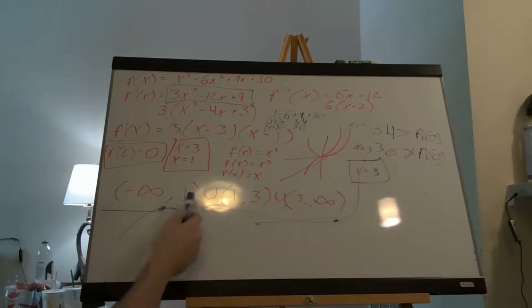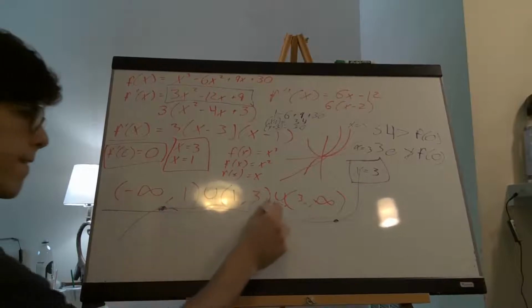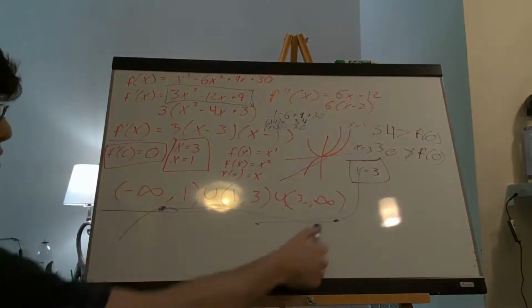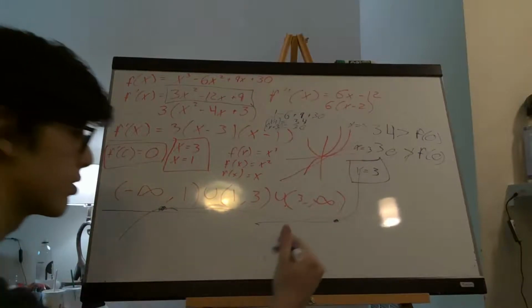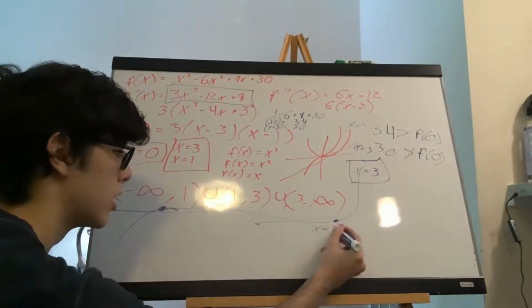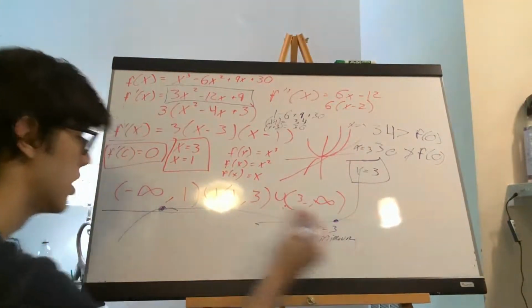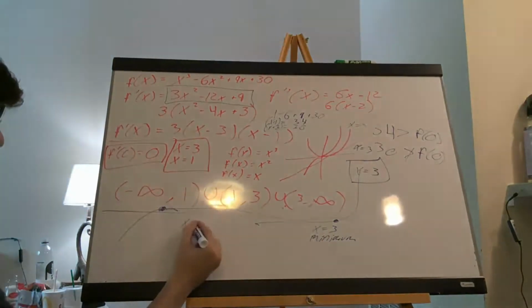So this is kind of harder to see with this one because it's a cubic function. So this is a local minimum at x equals 3. And this is a local maximum at x equals 1.